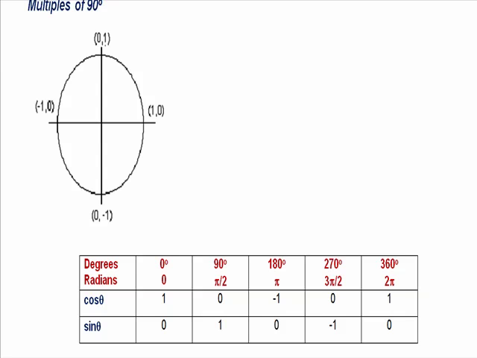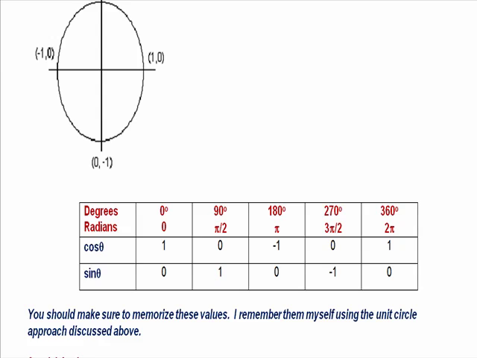So if we were at 0 degrees, our cosine is 1 and our sine is 0. Again, x and y. At 90 degrees, our cosine is 0, our sine is 1. At 180 degrees, our cosine value is -1 and our sine value is 0. At 270 degrees, our cosine value is 0, our sine is -1, and when we come back around to 360, we have the same values we would have at 0 degrees, and so our cosine of 360 is 1 and our sine of 360 is 0.